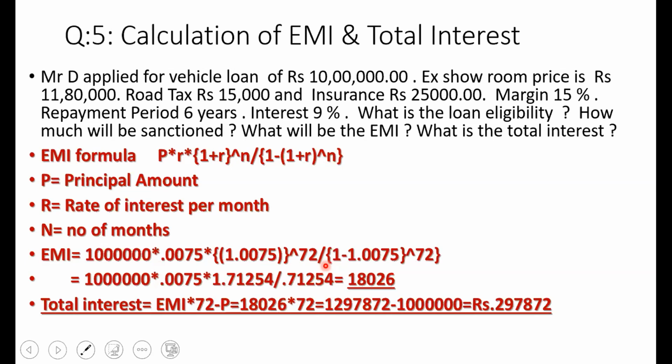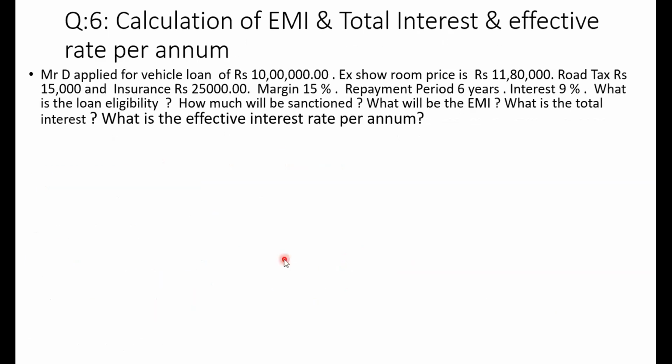Okay. If you practice, five more questions. Now we are going to the sixth question. I am giving you all. Now, this is already covered. What is the effective rate? That also they will ask. Finally, four questions are answered: how much loan you can grant, how much is eligible, what is the EMI, and what is the total interest. Four questions over. You see the final question.